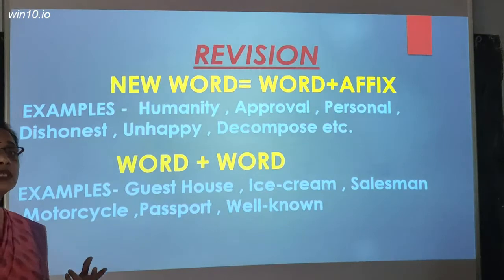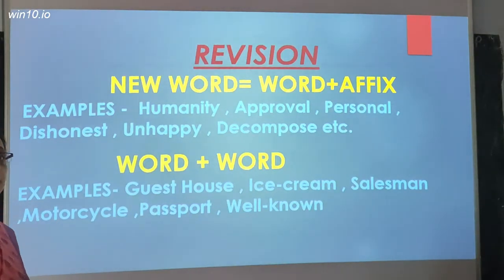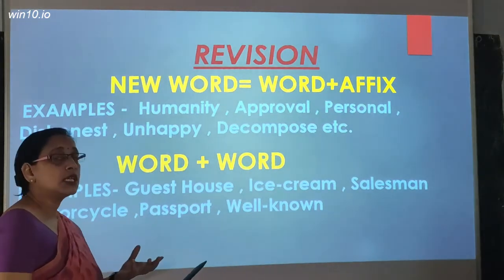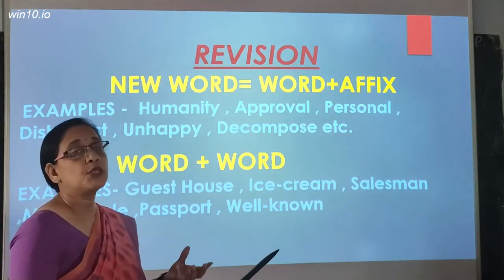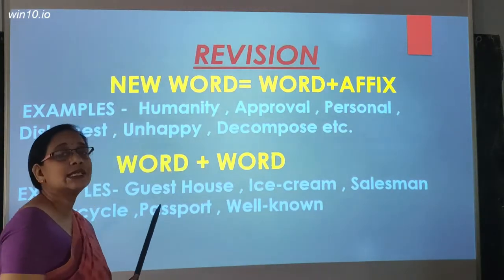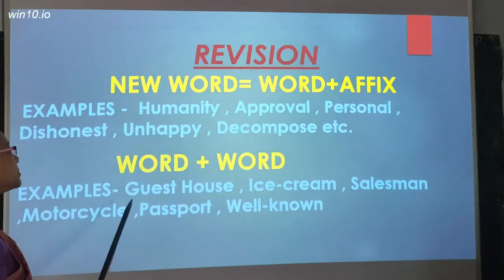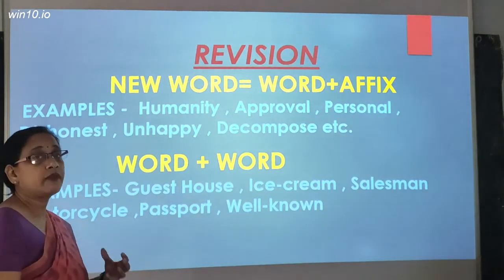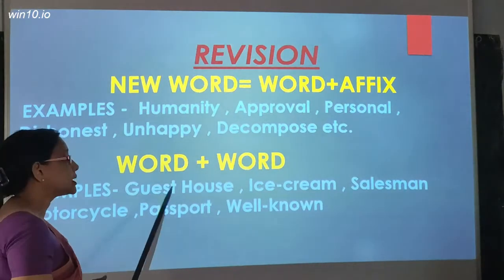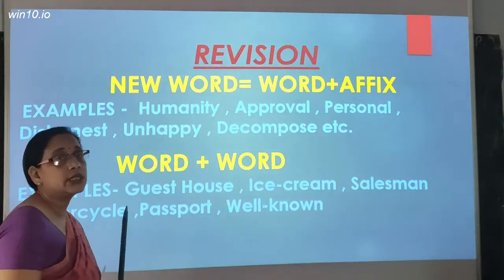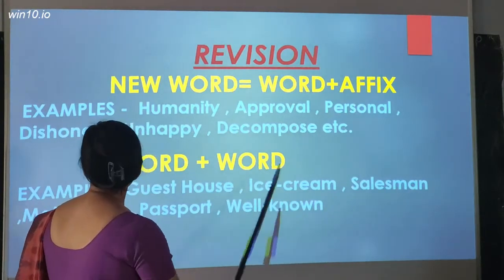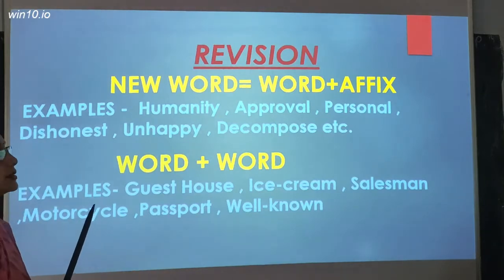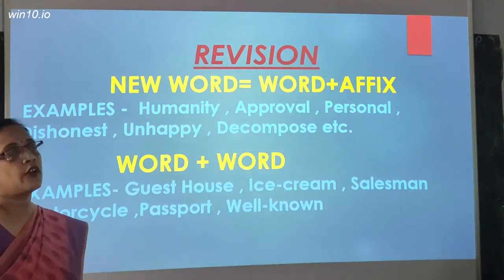And the second process is compounding, in which word plus word is formed. Formation of a new word through word plus word is called compounding. And here are the examples of guest house. Guest is a different word, house is a different word. But when these 2 words are joined together, we have a new word, that is guest house. Ice cream, salesman, motorcycle, fast food and writing. So these are the 2 processes of word formation.